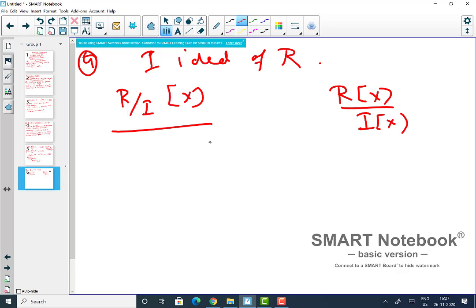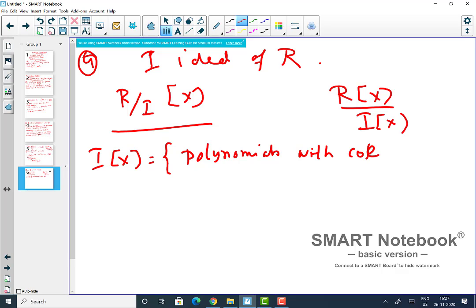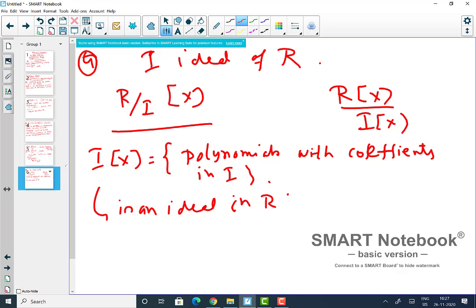What is that? This is I[x], the collection of polynomials with coefficients in I. Now you see that this forms an ideal. Obviously this is homework. This is an ideal in R[x]. So do it, simple homework.